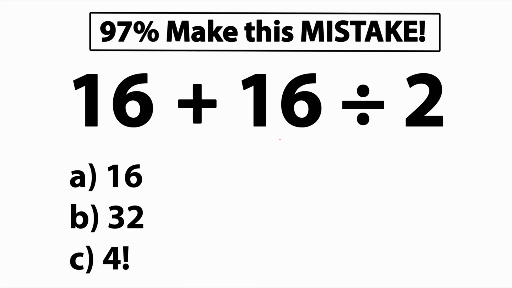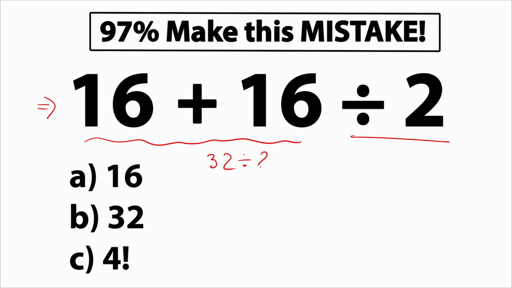So here's our next question, and of course this may be a little bit easier than the previous one. 16 plus 16 divided by 2. A lot of students might be thinking, okay, let's go from left to right. So 16 plus 16 equal to 32, and we still have this division right here. So we have 32 divided by 2. So maybe the correct answer is 16. A lot of students might be happy that option A is a correct answer.